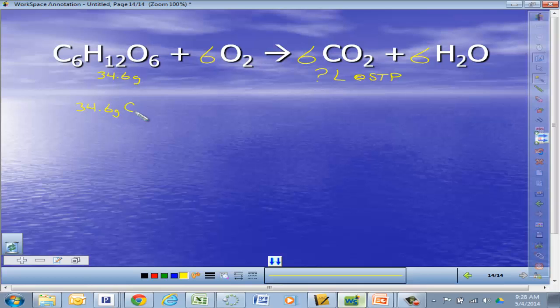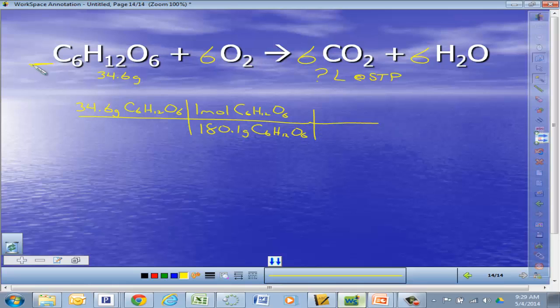34.6 grams of C6H12O6. Again, molar volume, 1 mole of C6H12O6. I go ahead and I go to the periodic table. 6 times 12 for carbon, 12 times 1.01 for hydrogen, and oxygen, 6 times 16. When I do that, I get about 180.1 grams of C6H12O6. From my balanced chemical equation, I find my mole to mole ratio.